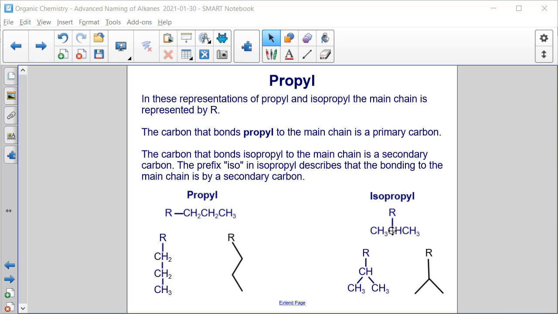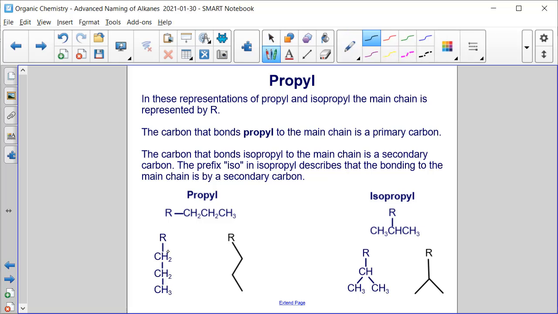In this case, the carbon that bonds to the main chain is bonded to 2 other carbons in the branch. So we would call this a primary carbon, and we would call this a secondary carbon. When the secondary carbon attaches to the main chain, we give it the prefix iso. That describes the bonding to the main chain by a secondary carbon. So that's why they are both propyl groups. They both have 3 carbons, but this is bonded differently, and so we add that prefix iso.